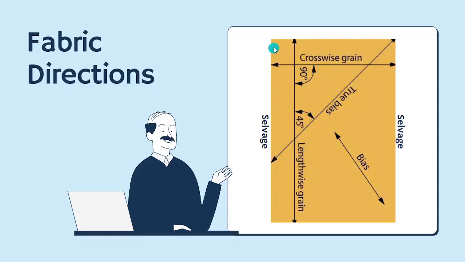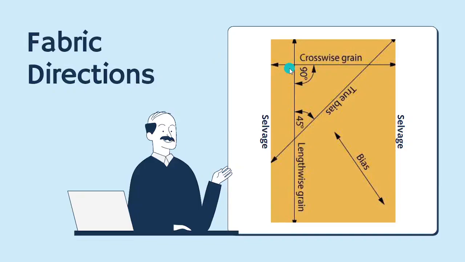The closely woven edges of the fabric are called the selvage. The threads that are running parallel to the selvage are the lengthwise threads. So when you're cutting out a pattern, you have to place all the patterns in the lengthwise direction so that your garments are also stronger.